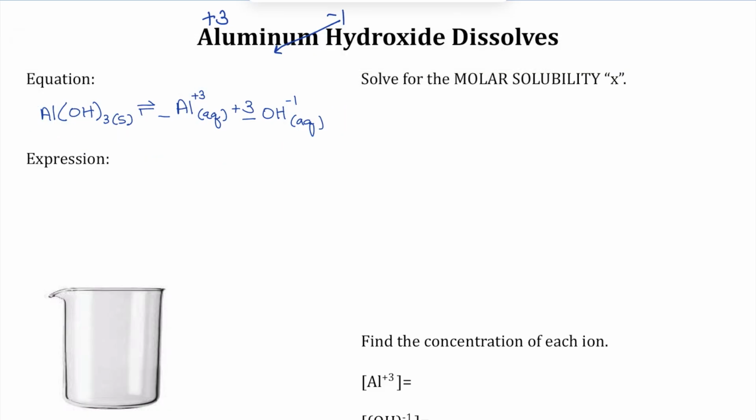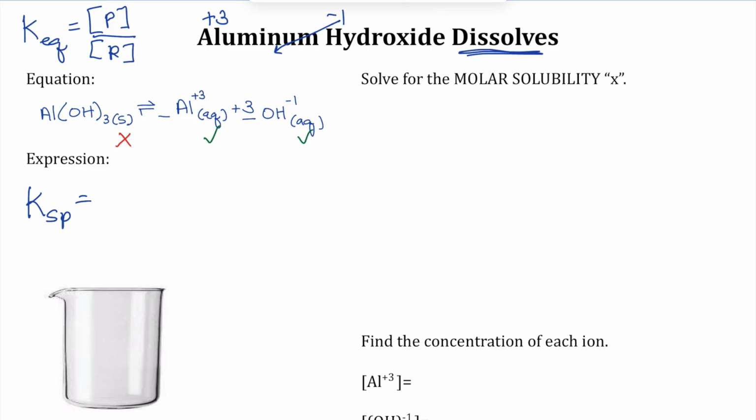Now let's write our Ksp expression. And remember, for any of our Keq expressions, and this is just specific Ksp because we're dissolving, we're looking at that solubility product. This is concentration of products over concentration of reactants. And those square brackets mean concentration, so we only include the things that can have varied concentration, which are aqueous and gas. So we don't include solids, but we do include anything that's aqueous.